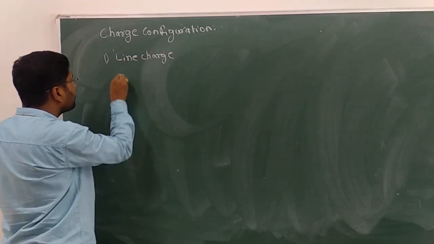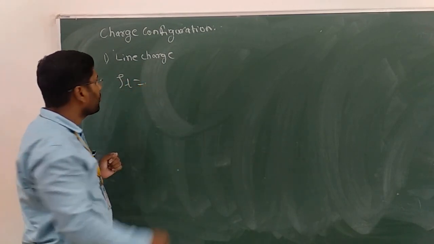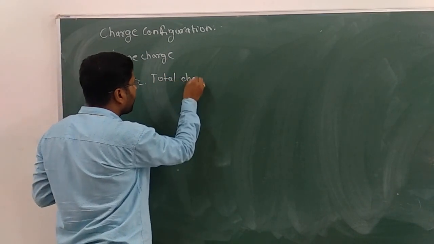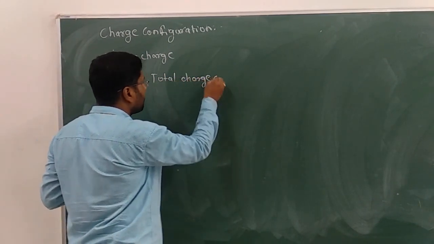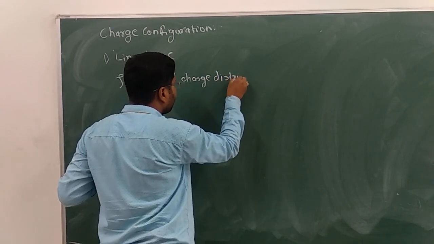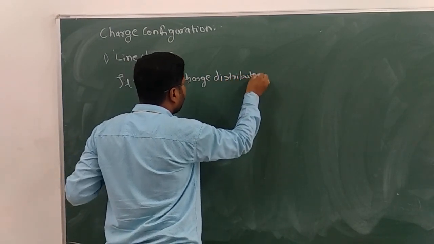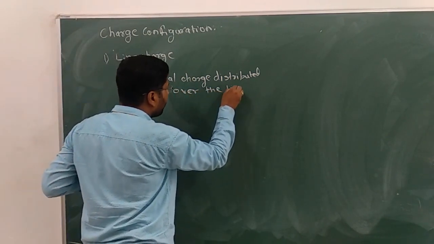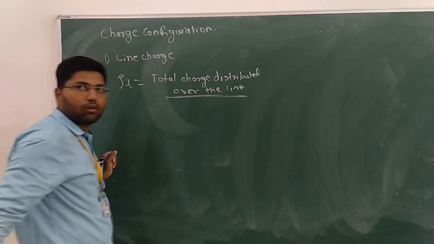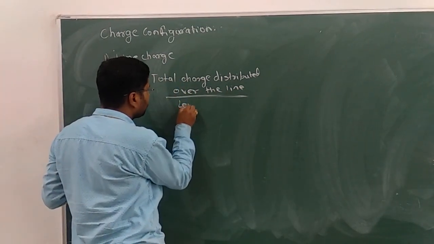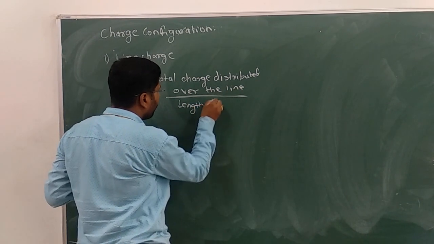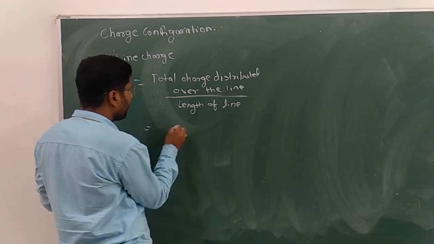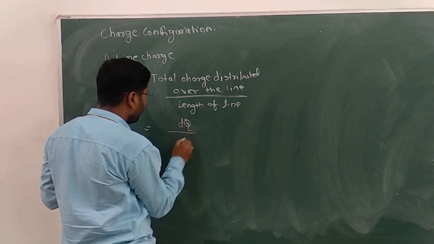The line charge is given by rho L. So rho L is the total charge distributed over the line, divided by the length of the line. So the total charge distributed is given by dq and dl.